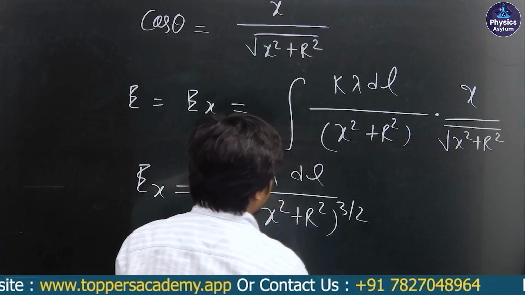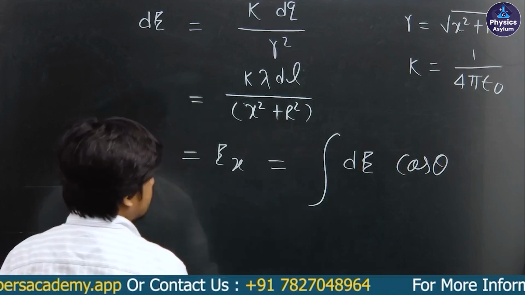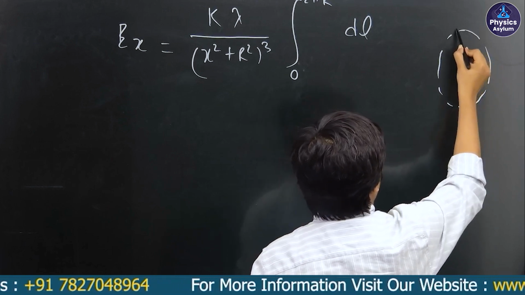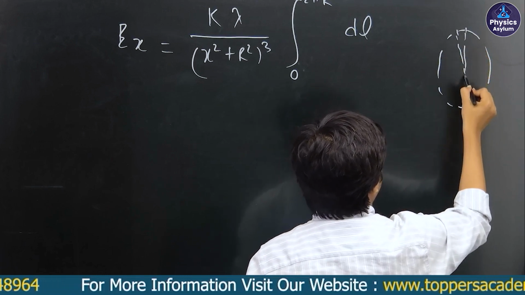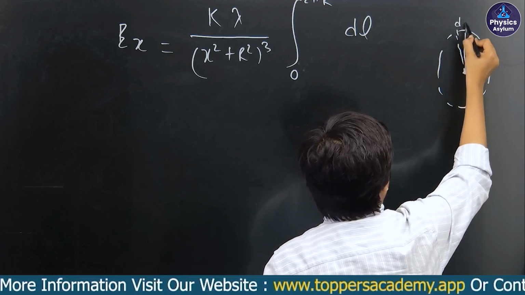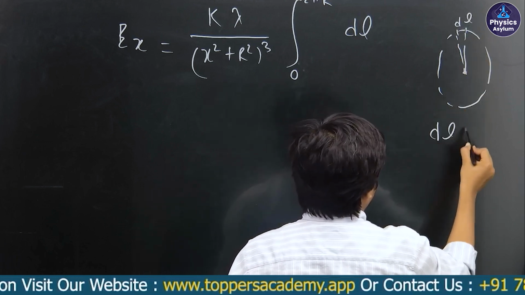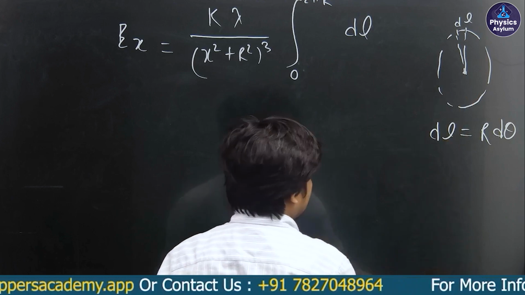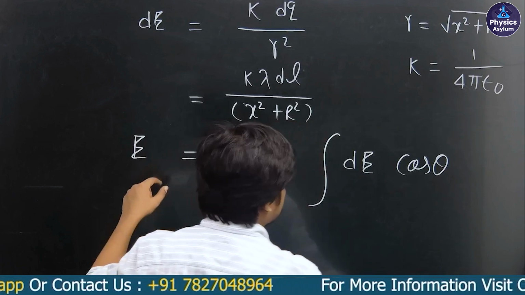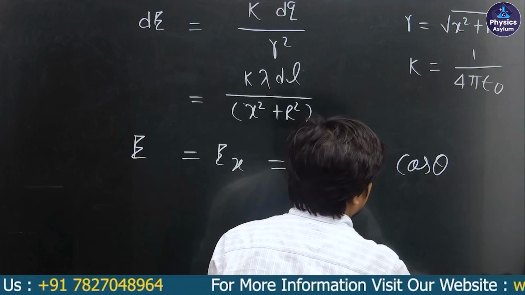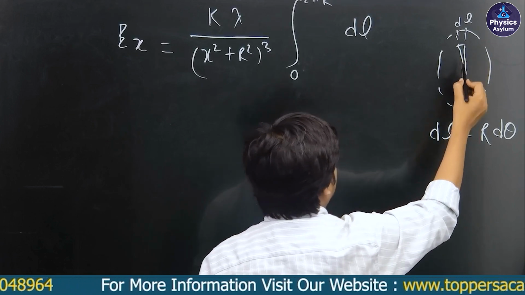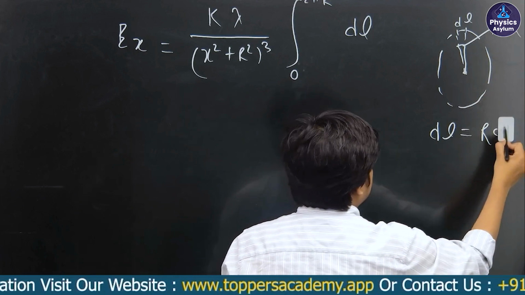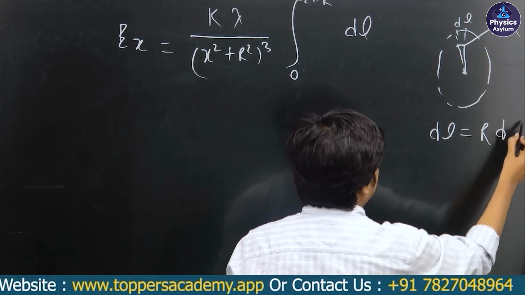Or, one thing I can do from here: if this is your circumference, then this charge element dl will be equal to r d theta. As I am taking this angle as theta, I am assuming another variable here, and I am taking this as d alpha. So this dl we can write as r d alpha.